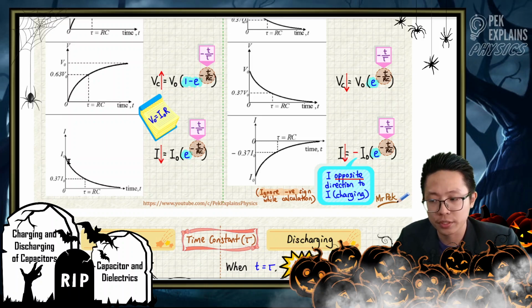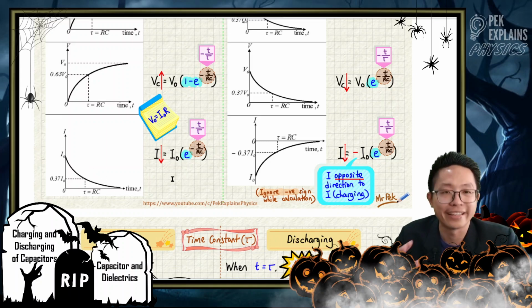But when the charging process is already done, the current will drop to 0. You see that? The current will drop to 0. So current decreases. Current must decrease for the charging process.